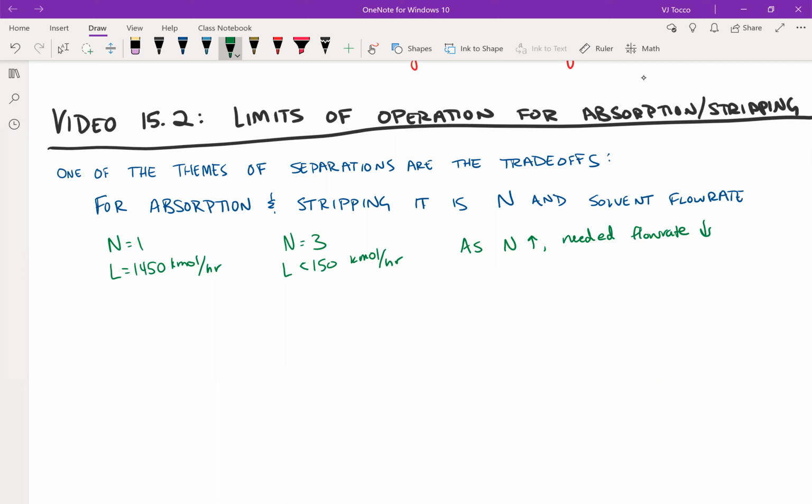So given that, a logical question to ask would be the same question that I asked in distillation, which is what are the limits of operation? Because once we establish what the limit of the operation is, then we can go in and start to try different things and find the optimal solution. So remember that for a given separation process, typically your boss is not going to tell you anything other than what you're starting with and what the desired finished product is going to look like. And there are many different combinations of n and solvent flow rate that will achieve this given goal.